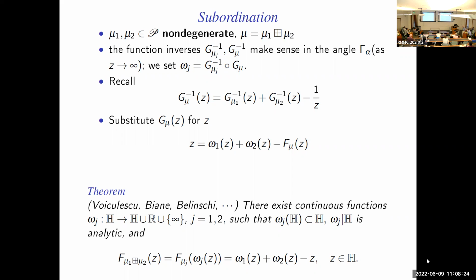So for that one, F equals F mu 1 of omega 2, right? And E equals F mu 2 of omega 1. This should be how different it is.